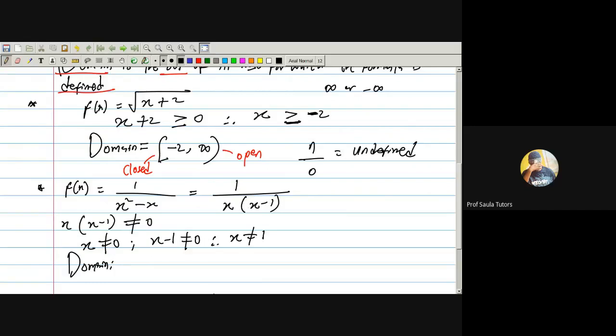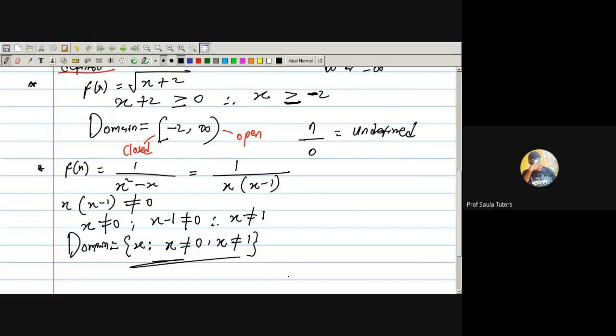So how do we now write the domain? Now check. I'll say the domain is equal to a set of values of x such that x is not equal to 0 and x is not equal to 1. Using set builder form, this is one way. Look at another way. You can also say your domain.